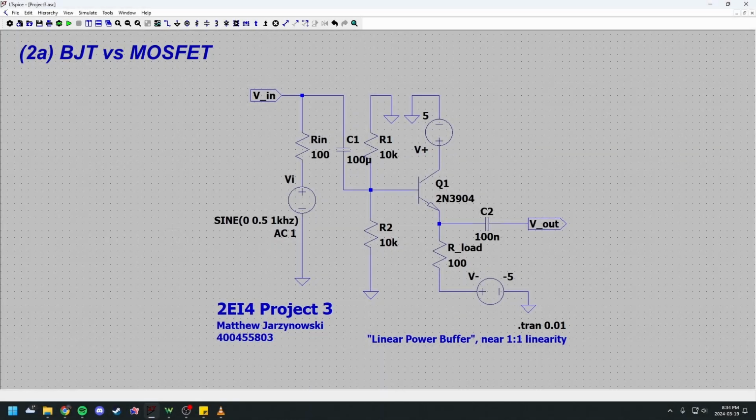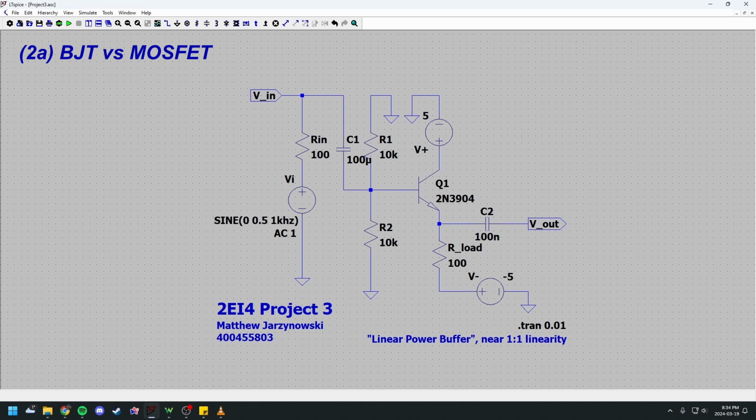So this is the circuit schematic for the linear power buffer in Project 3, which has a near one-to-one linearity when simulated. As you can see here, the transistor chosen was of type BJT, and the overall topology for this circuit is that of a common collector.